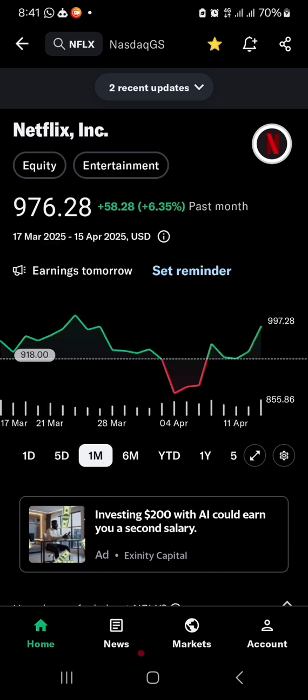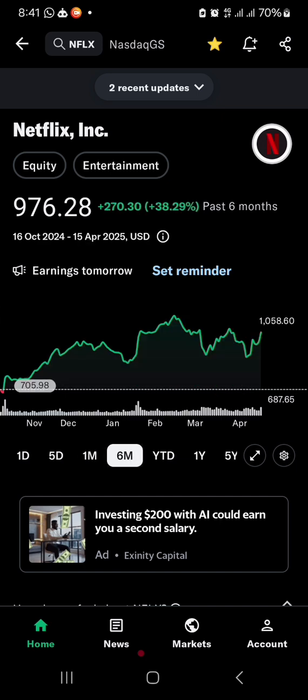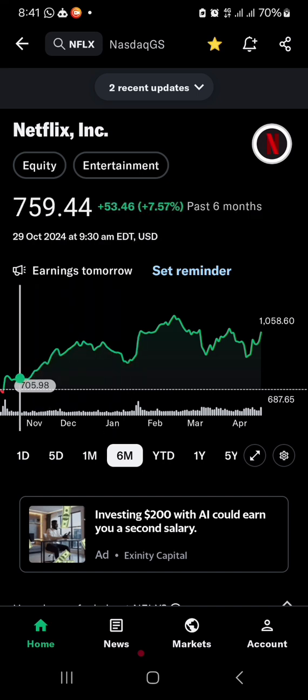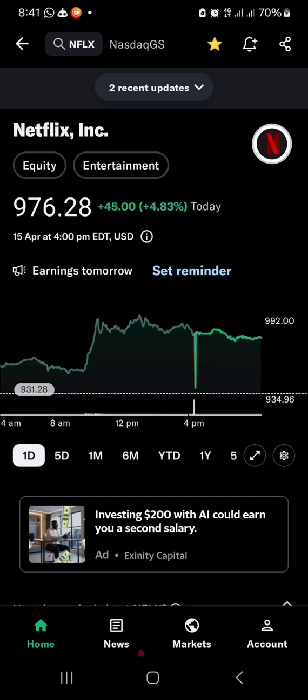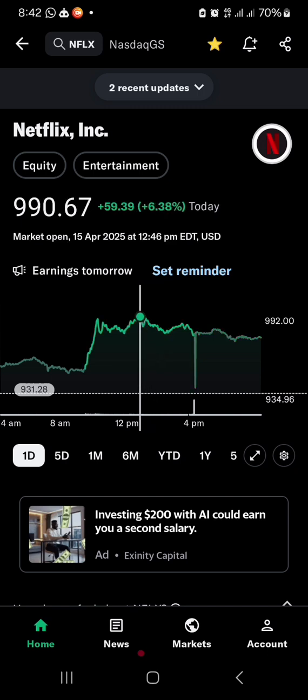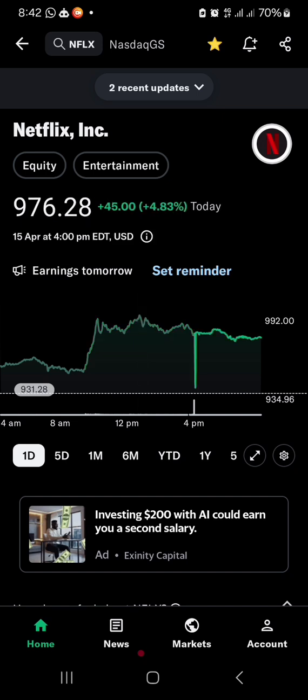That is plus 12%. One month down the line, it has done 6%. And 6 months, you can see 38%. That is in 6 months, Netflix has done $270. At that point it was $753, and then in 1 year it has done 60%. This is whooping. And like I said, Netflix is going to touch $1,000. Yesterday it touched 992, close to 1,000, and it must hit 1,000 and above.